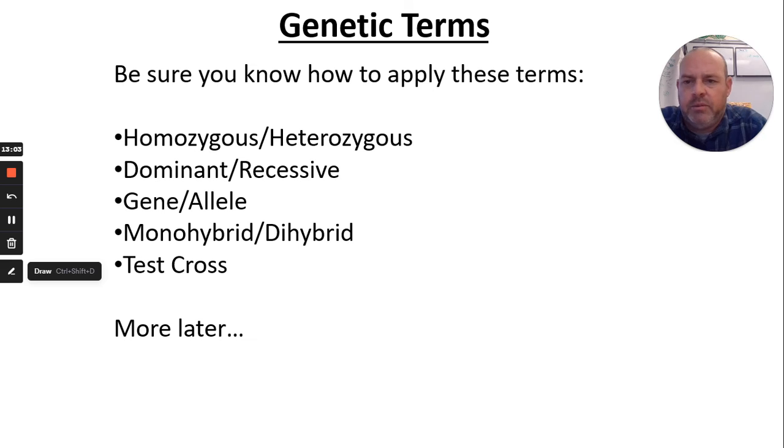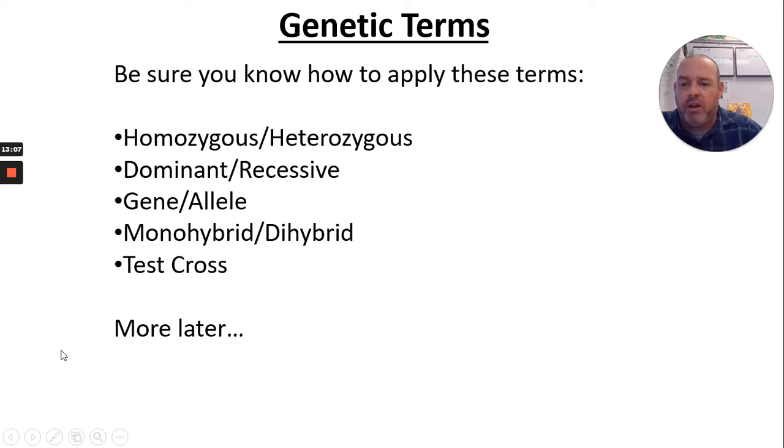So a few genetic terms here. Be sure you know how to apply these. I've mentioned these already before. They've been going on in the Punnett square stuff we've been doing, but homozygous versus heterozygous, dominant versus recessive, gene versus allele, monohybrid versus dihybrid. Test cross we haven't really talked about yet.